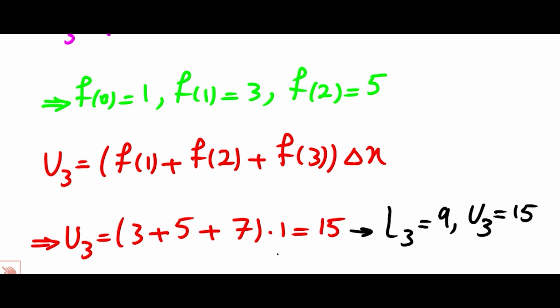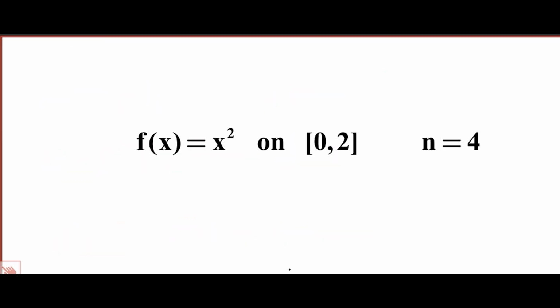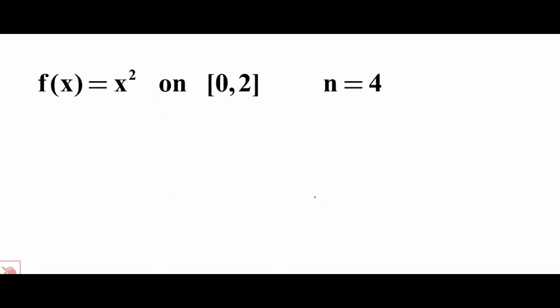So for this increasing function, the lower sum underestimates the area and the upper sum overestimates it. Number 2, if f of x equals x squared on the closed interval 0 and 2, let n equals 4. First find the width of each subinterval. Delta x equals (2 minus 0) over 4 equals 1 half, right?